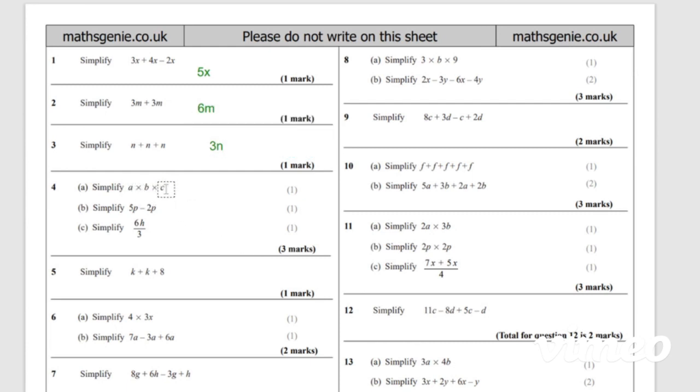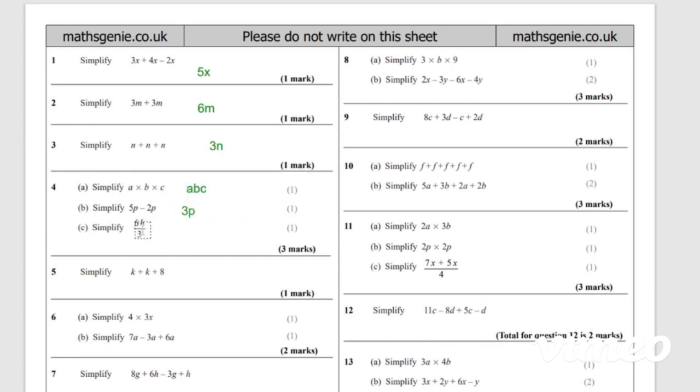Right, when we multiply here with our variables, what we need to do is sandwich them all together because that multiplication means that they stick to each other. So we've got a times b times c, which is abc. Okay, for b, we should know how to do by now, bearing in mind we've put earlier examples up here. 5p take away 2p is simply 3p.